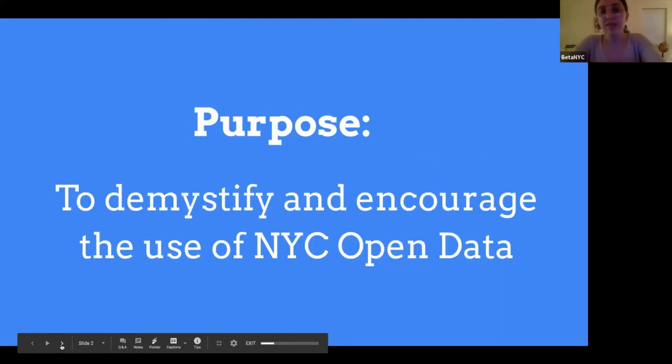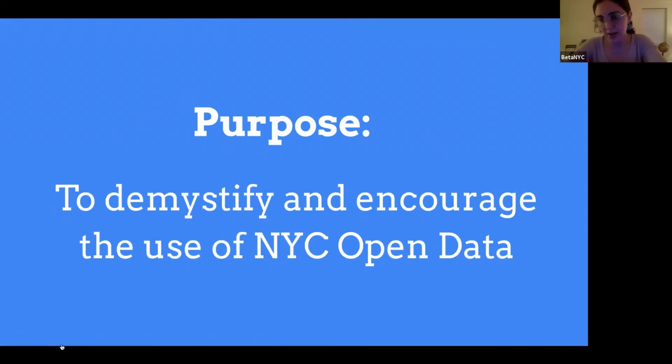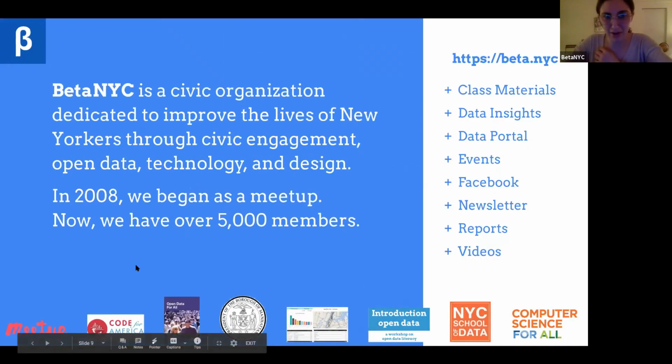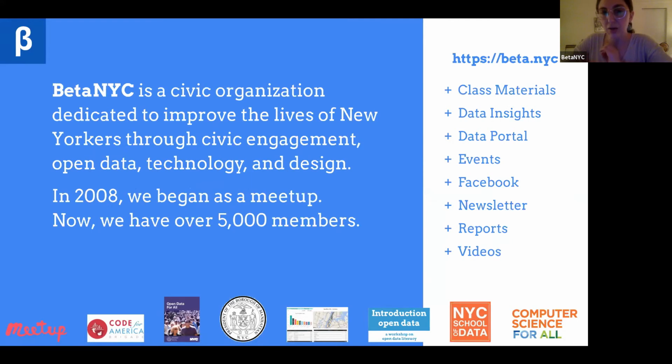Okay, so the purpose of this class is really to demystify and encourage the use of NYC Open Data. So a little bit about BetaNYC. That's the organization that Joseph and I are part of. It's a civic organization dedicated to improving the lives of New Yorkers through civic engagement, open data, technology, and design. In 2008, we began as just a meetup, a few friends gathering and talking about these issues. And we've just been growing.